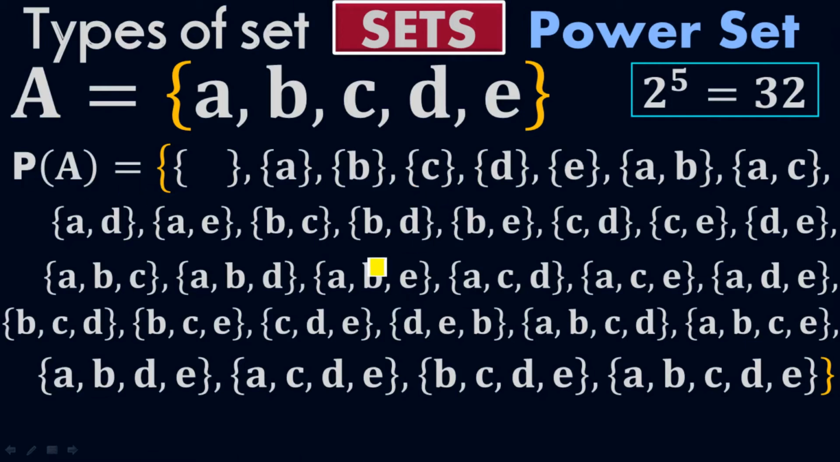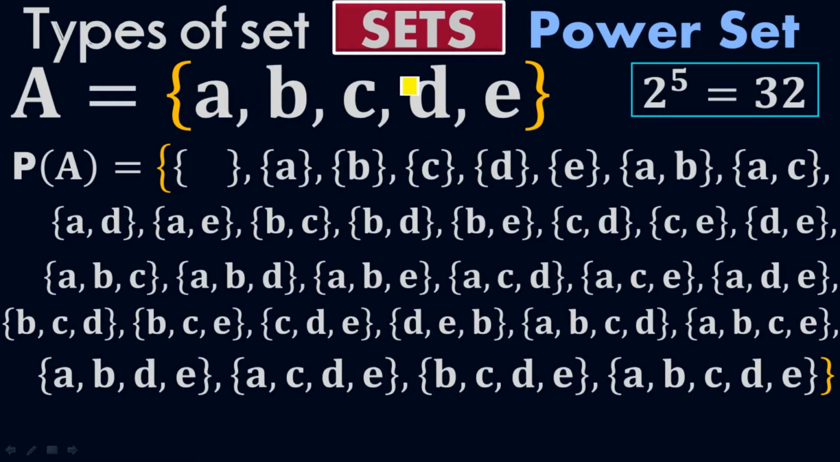Let me repeat it again. Look, first you have to start with the empty set, and then you take all the elements individually: A, B, C, D, E. Once you finish with individual subsets, then you're gonna take the double elements. For the double elements, you have to start with the A. What is in front of A? In front of A is B. So we're gonna start with A, B, A, C, A, D, and A, E.